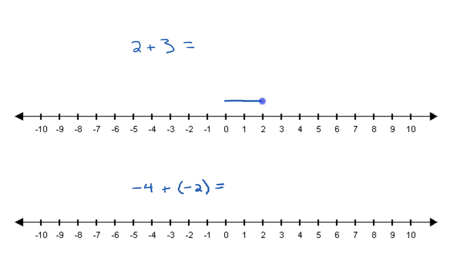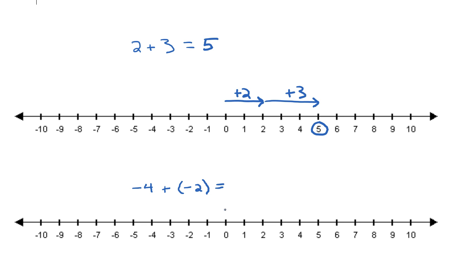This is the number 2 because it's 2 units to the right. It's a positive 2. I'm going to add 3, which is a positive number, so I go to the right. This is a positive 3, and I end up at the number 5. And we all know that 2 plus 3 is 5. Now let's look at this one.